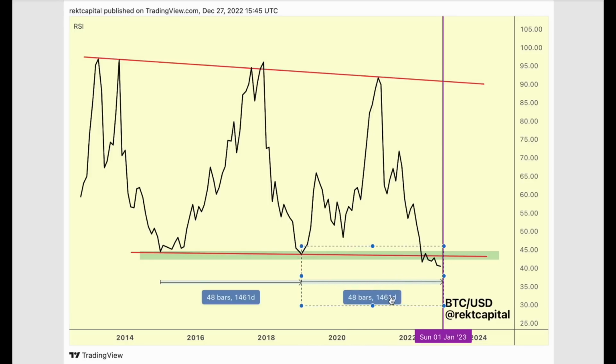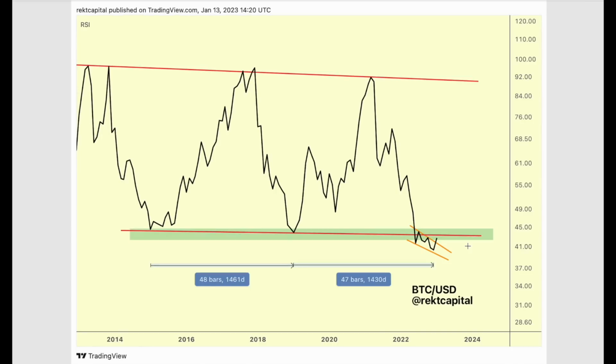And based on this 1,460-day period between two bear market bottoms, if this were to repeat, January 2023 would be the time for the bear market bottom for the RSI to occur. And what's interesting about this is that we're seeing this RSI bottoming a little bit sooner than 1,460 days, apologies. We saw this bottom, instead of January, we saw a bottom in December.